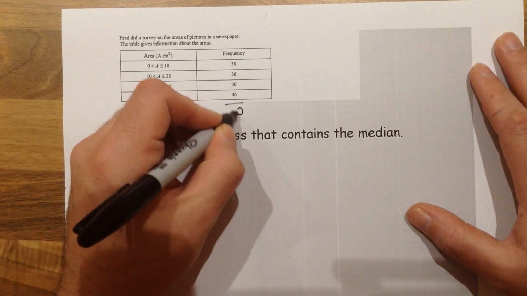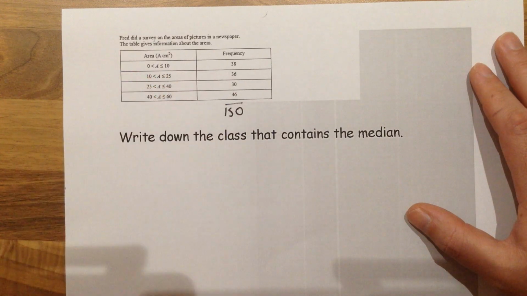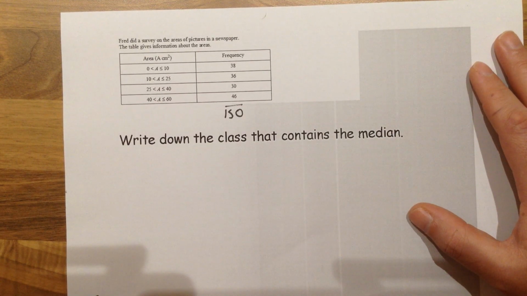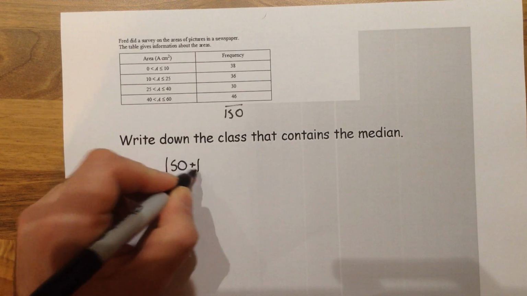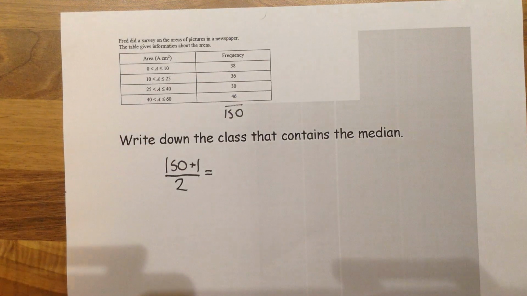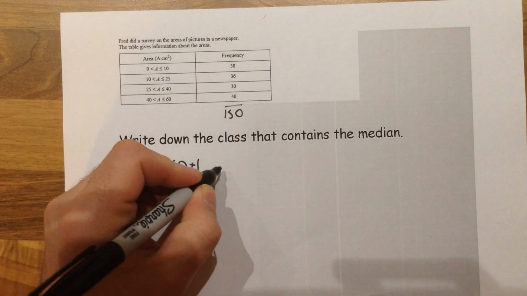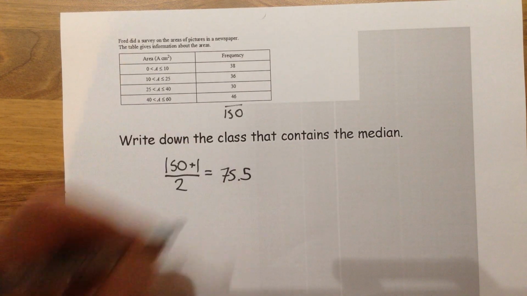So here we would get 150. To find the middle person, if you remember back to the stats exam, what we have to do is 150 plus 1 divided by 2, and that tells us the position of the middle person. So here 151 divided by 2 gives us 75.5.